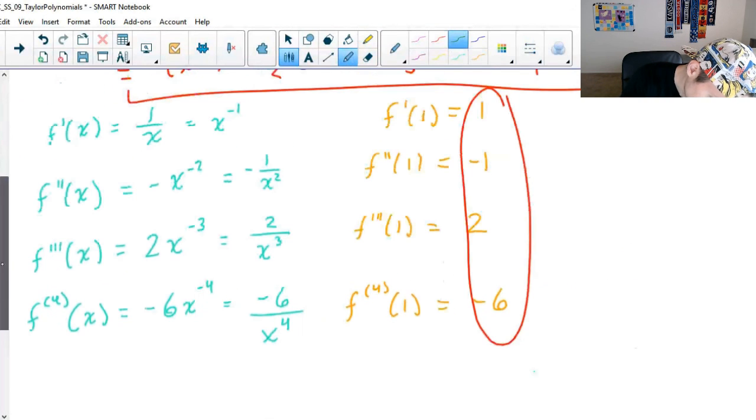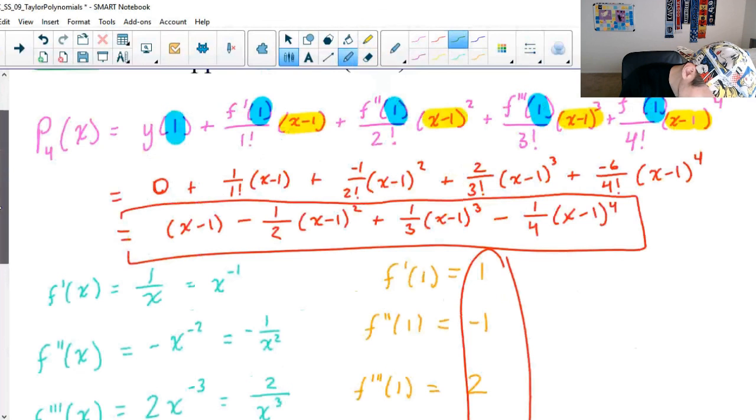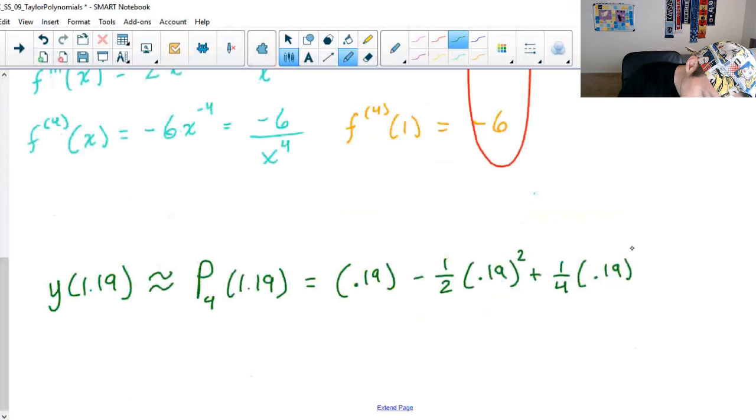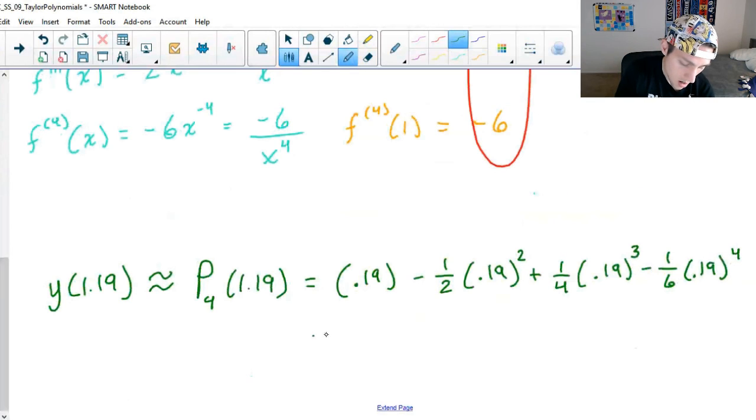Hold on. I hate scrolling up and down. I get messed up. Squared, cubed. Okay, yes. So squared, cubed, and then minus 1/4 times 0.19 to the 4th. And again, that equals whatever. We could plug that in, calculate it. But whatever it is, it's a pretty good approximation of natural log of 1.19.